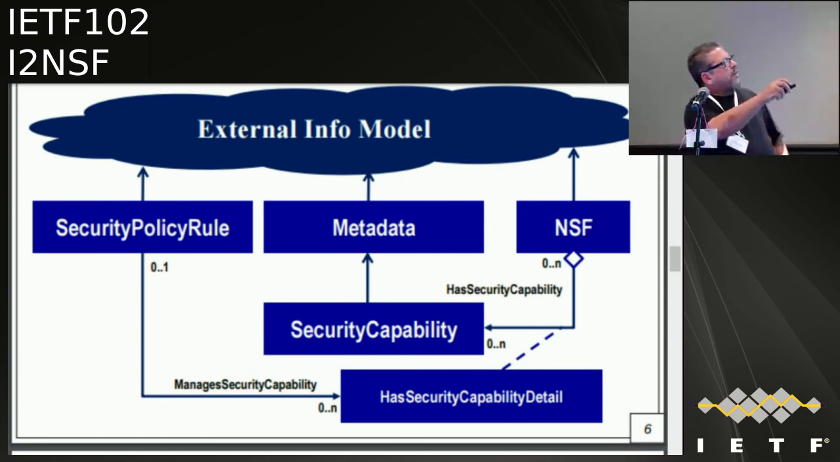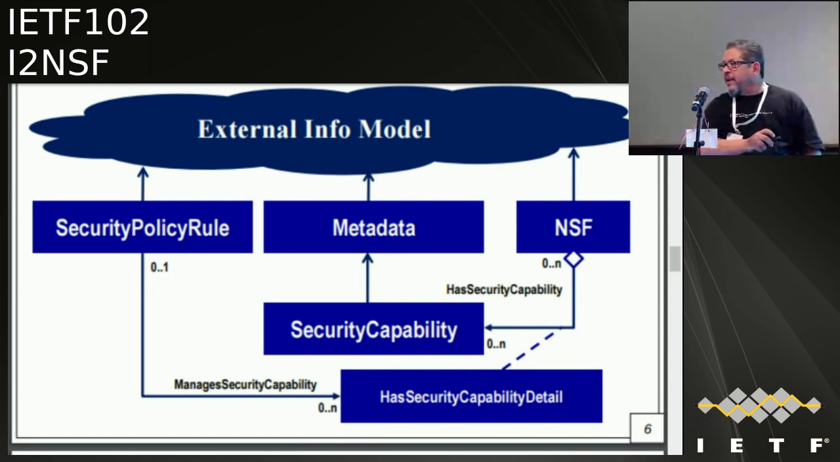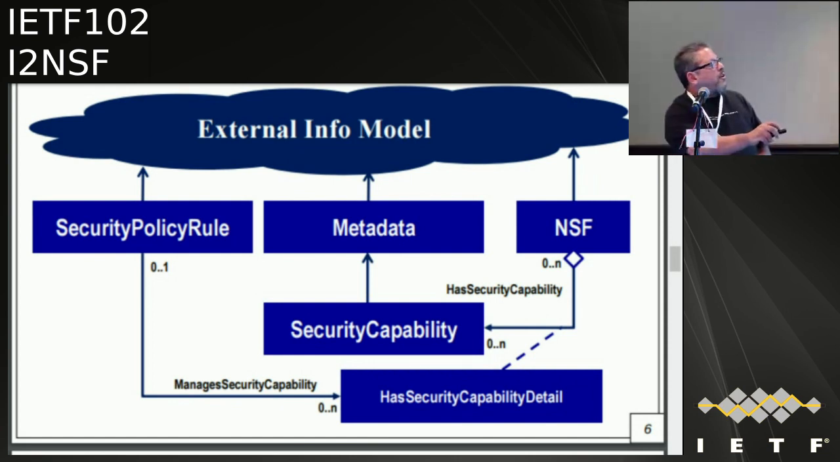So the way to read this is that starting with an external information model, you build an NSF object or set of objects. This funny little symbol is UML for an aggregation. So that means that the NSF may aggregate 0 or more security capabilities, which are inherited from metadata.